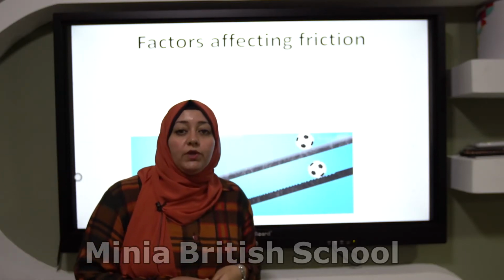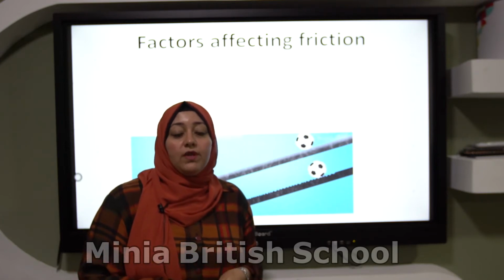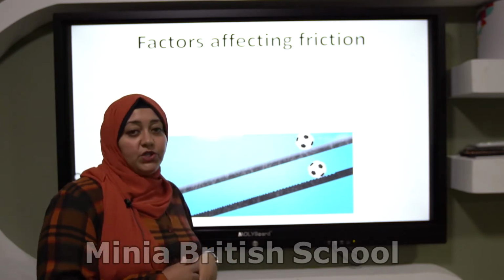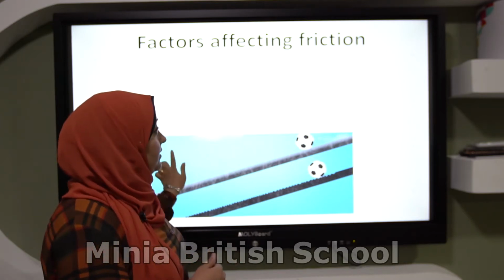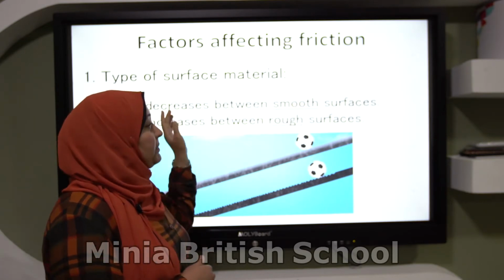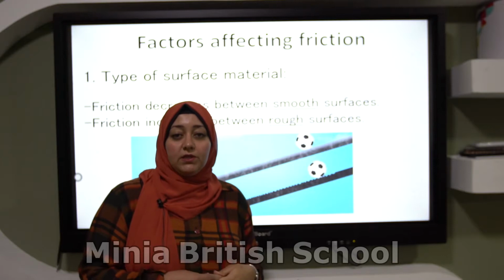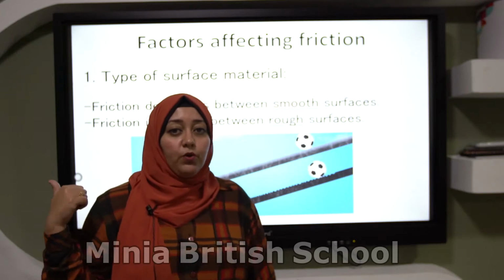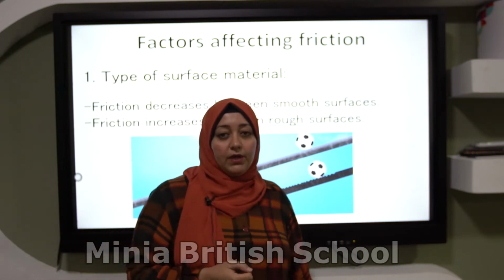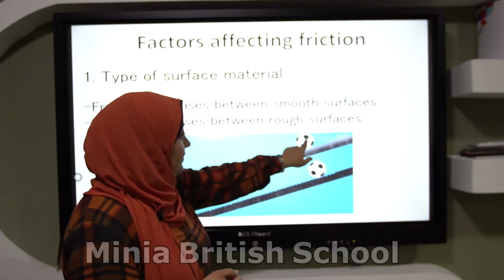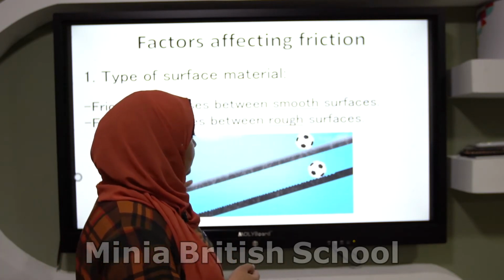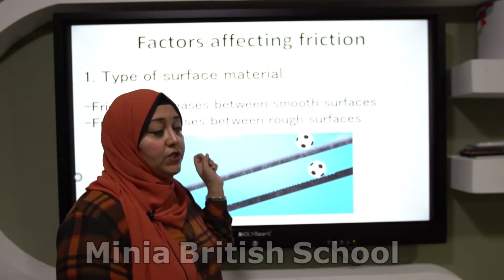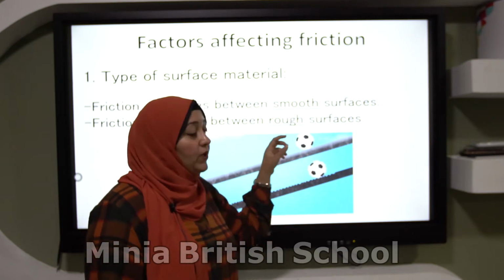Now we want to know if there are any factors which affect the friction, or there are no factors. We have factors which affect the friction. First, the type of the surface material. We have two types of surface material: things which are smooth and things which are rough. When we have this ball moving on a smooth surface, and this ball will move on a rough surface, what do you expect about this? Which one will move faster?